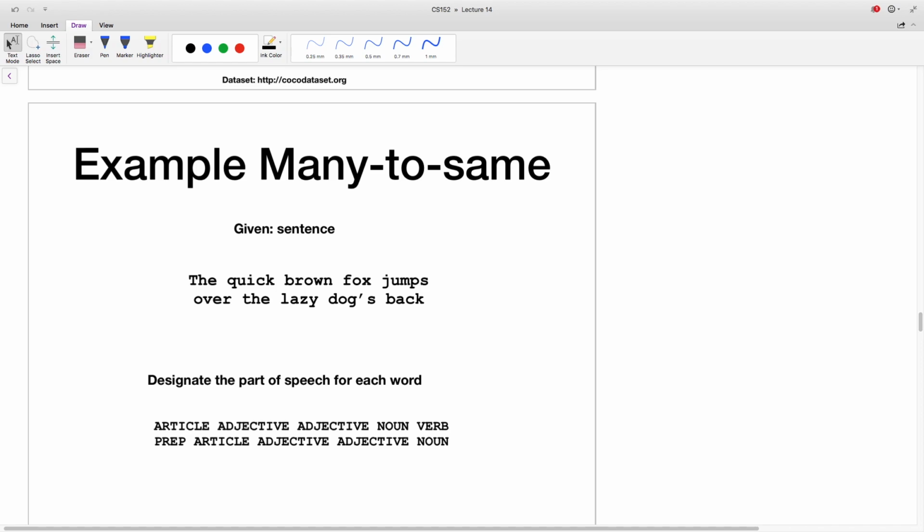Many to same. So we did many to one, one to many. Many to same is many to many, but with exactly the same number of inputs as outputs. An example might be here. We put in a sentence, "the quick brown fox jumps over the lazy dog's back," and then we want to designate the part of speech for every one of the words. So we have a one-to-one correspondence between input and output, and we say it's an article, an adjective, a noun, a verb, and so on.